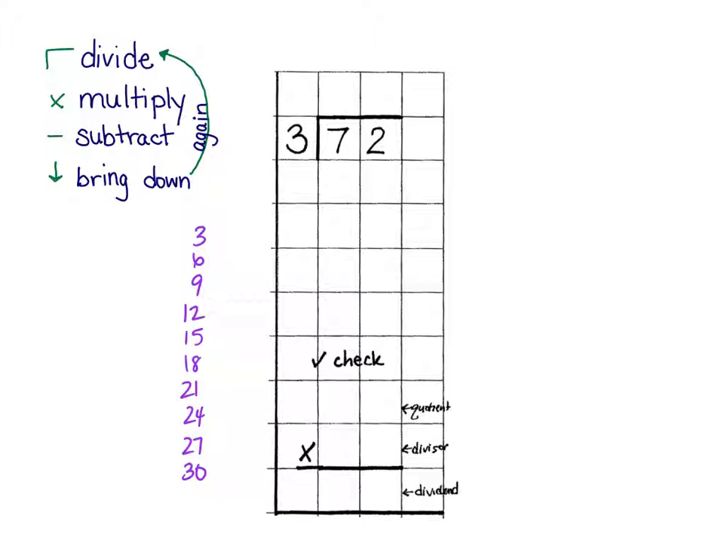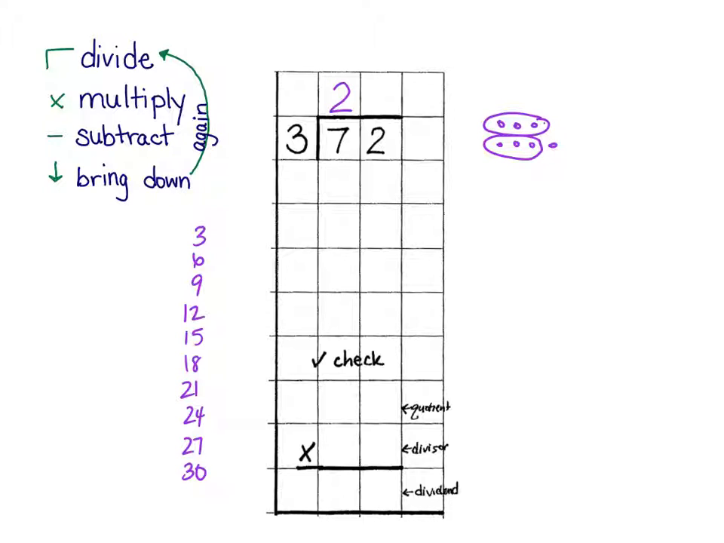All right, so we're going to divide, multiply, subtract, and bring down. Again, divide, multiply, subtract, and bring down. Again. Okay, this is a short problem. 72. We're going to just look at the 7, and we're going to say when we have 7, 1, 2, 3, 4, 5, 6, 7, how many groups of 3 are there? Well, here's a group of 3, and here's a group of 3. We know there's 2 groups of 3 in 7, so 2 goes here. We divided 7 into groups of 3, and there are 2.